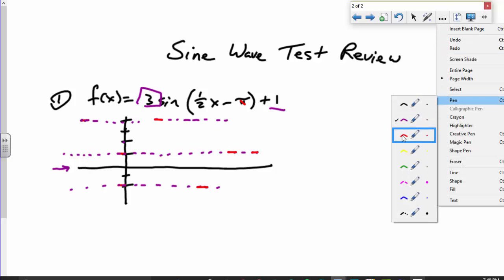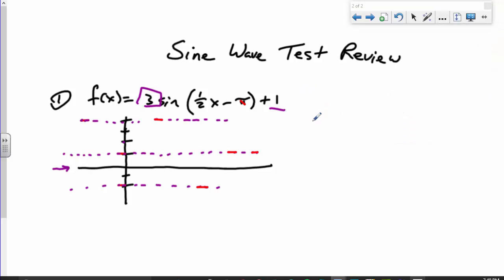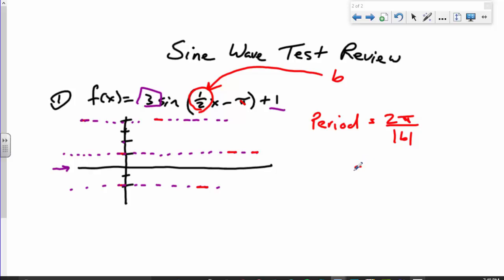So let's go ahead and figure out the period of the graph. The period is going to be given as 2 pi divided by the absolute value of b. B is the number in front of x, so it's 1/2. So basically 2 pi over 1/2 is the period, and this is going to equal 4 pi.